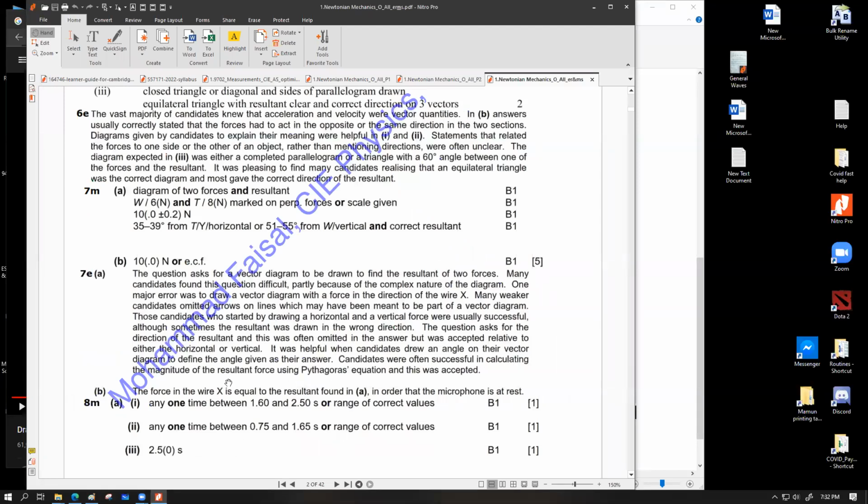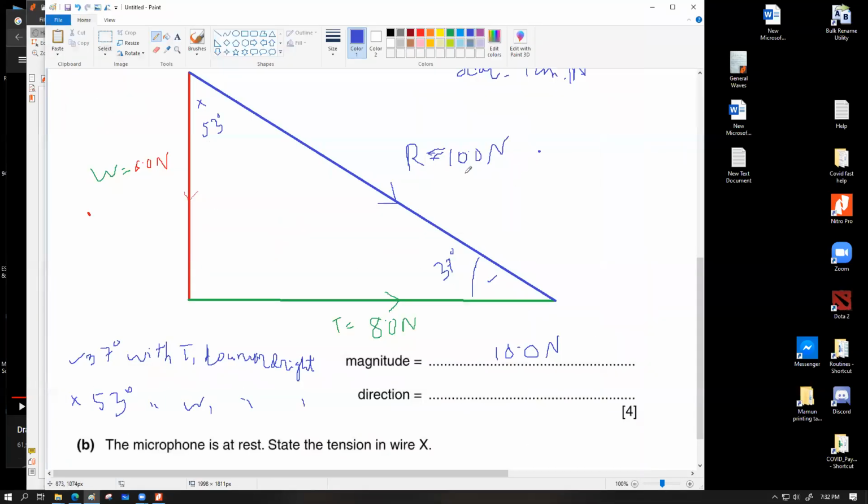Candidates were often successful in calculating the magnitude of the resultant force by using Pythagoras' equation, and this was accepted. Which means in cases where kids could not draw the vector diagram properly, but they just came up with this number, they were given a mark if they wrote the answer to be 10.0 Newton, irrespective of the drawing. So this was given at least 1 mark to the kids if someone used Pythagorean triangle. That's about the thing. Now I'll take questions.